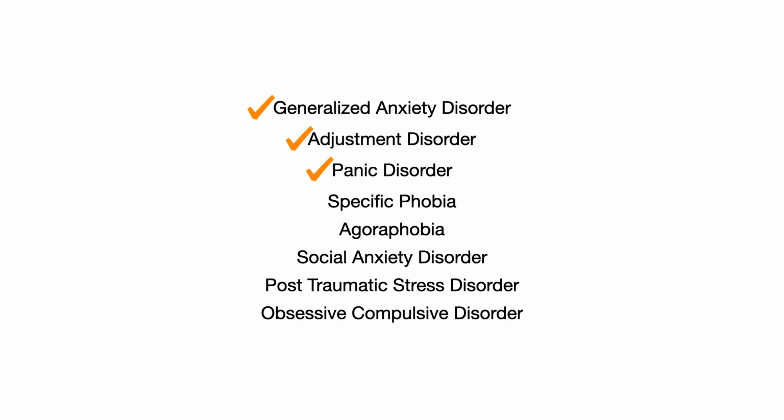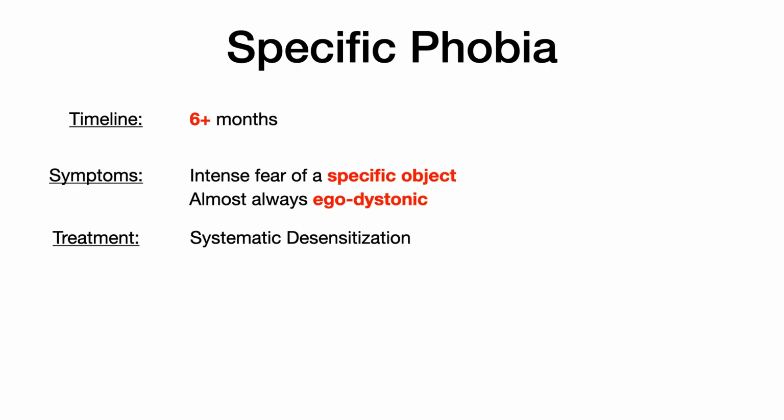All right, we've talked about panic disorder. Now let's talk about some phobias. So we'll start with specific phobia. The timeline for specific phobia is 6 or more months, and the symptoms are an intense fear of a specific object, okay? So these are your things like people that are scared of spiders, people that are scared of blood, people that are scared of heights. These are specific phobias. The phobia is specific to one specific object or thing.